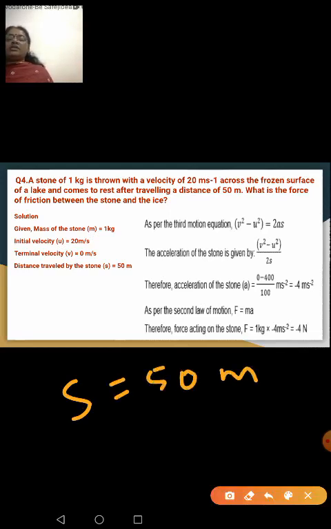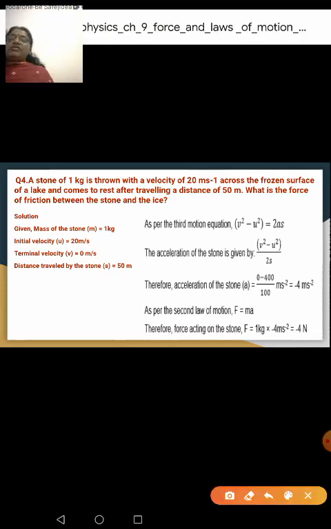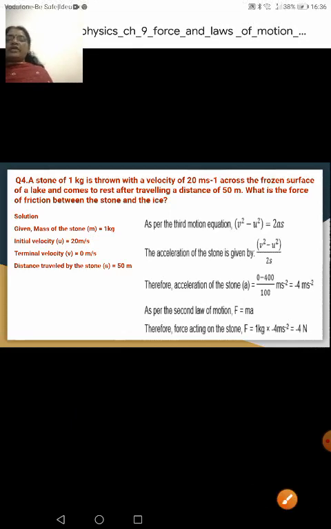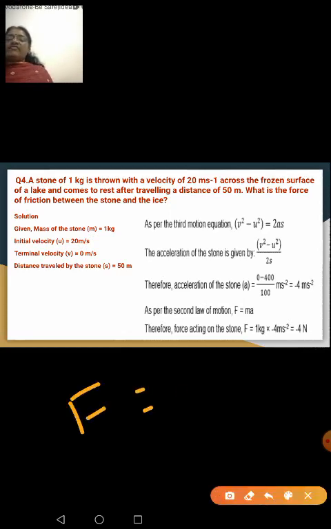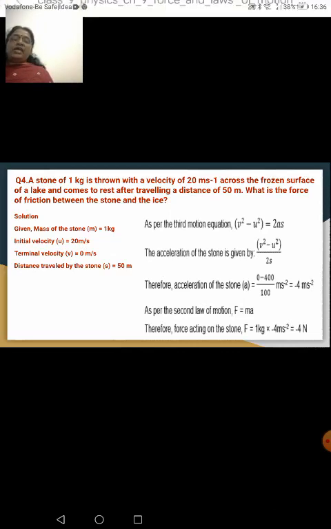So what are the terms given here? Your mass, initial velocity, final velocity and distance. So what should you calculate? To calculate force. Force can be calculated by using the formula F is equal to ma. Now we have the value of m as 1 kg. We don't have the value of a. To find out which formula we have to apply for a, let's try.